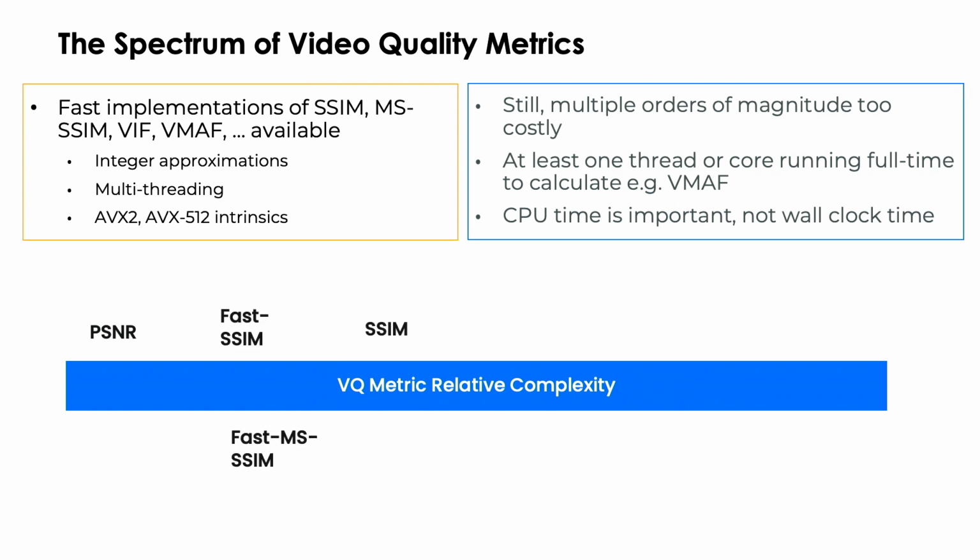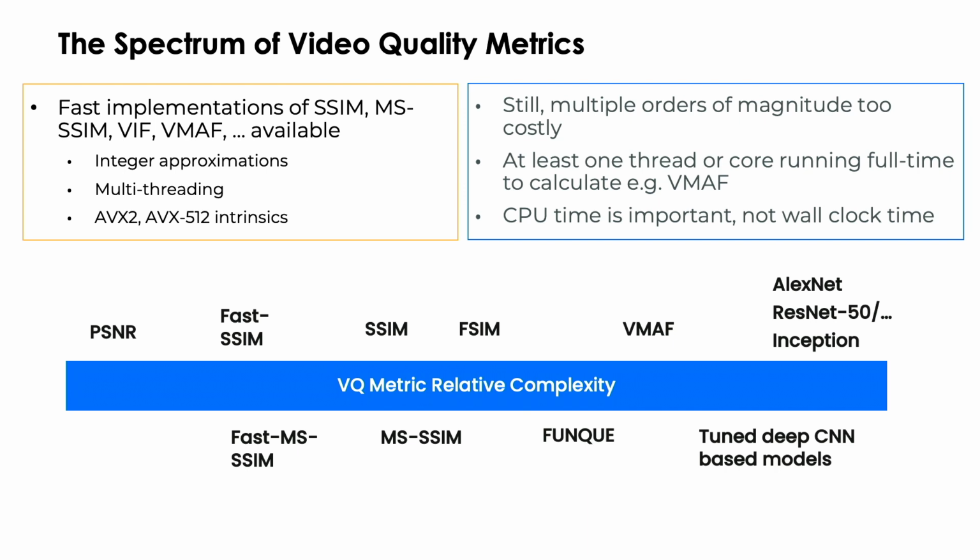There are many metrics out there. I just listed a few here. VMAF is out there. There's also a recent initiative by Meta on Funky, which focuses a bit more on the computational complexity. So that's also an interesting approach to consider. But for the remainder of this talk, I will be focusing mostly on VMAF and SSIM.